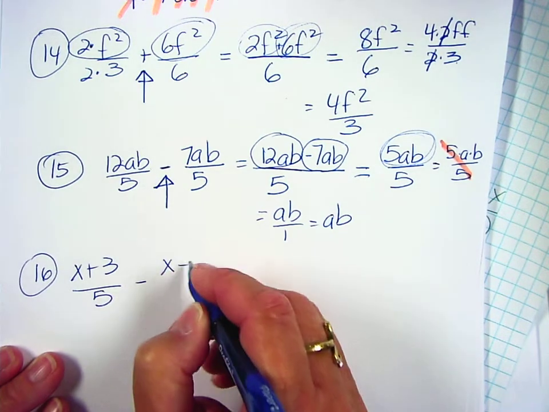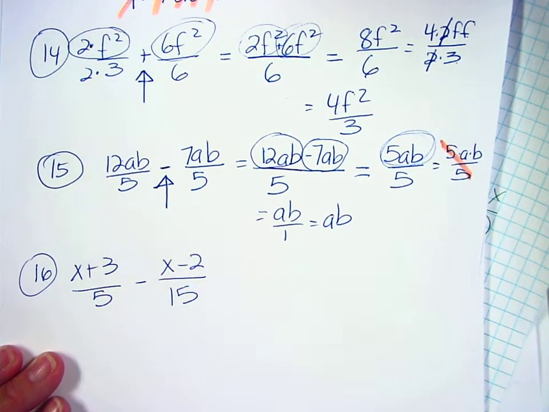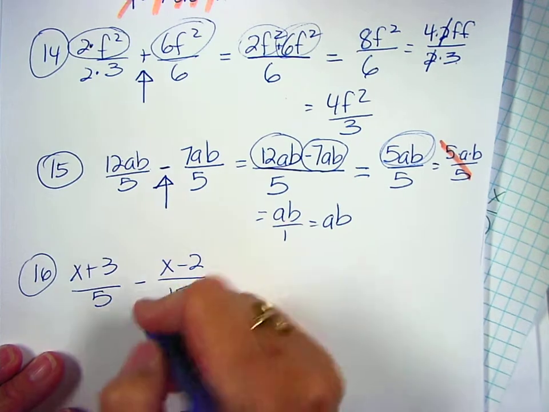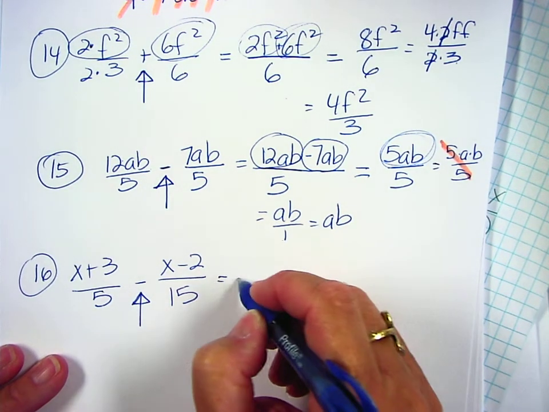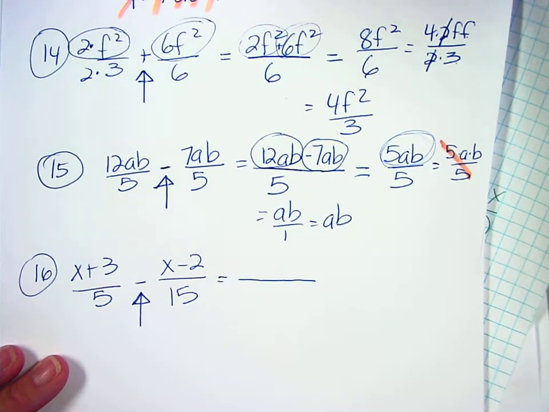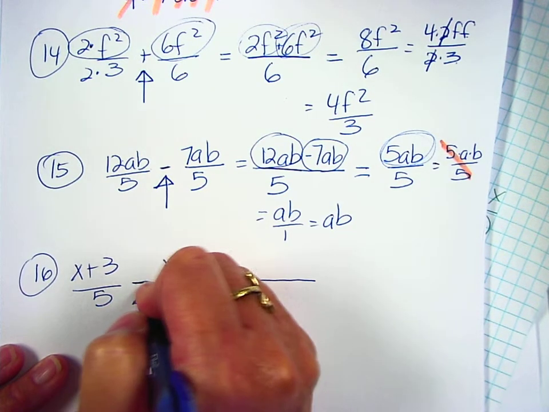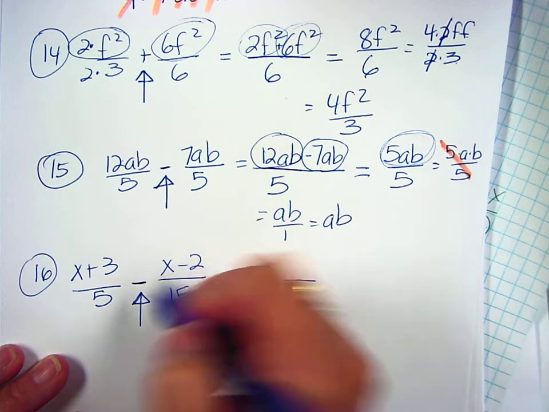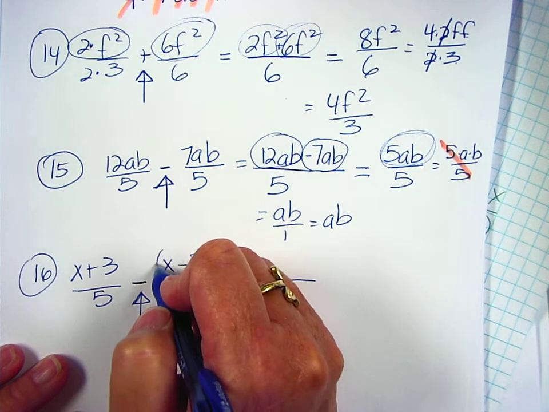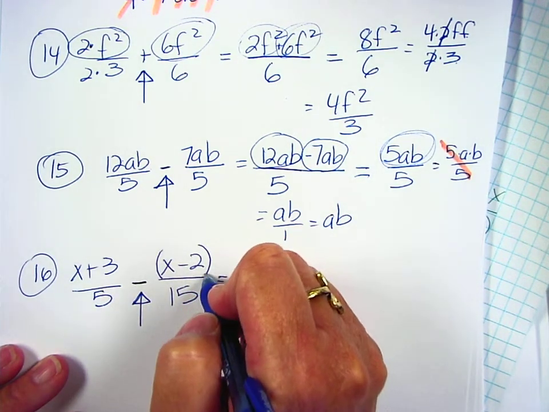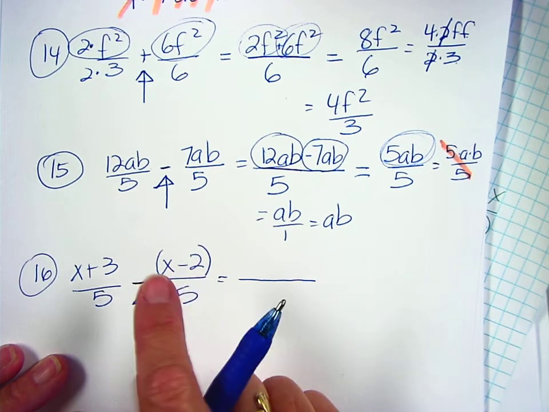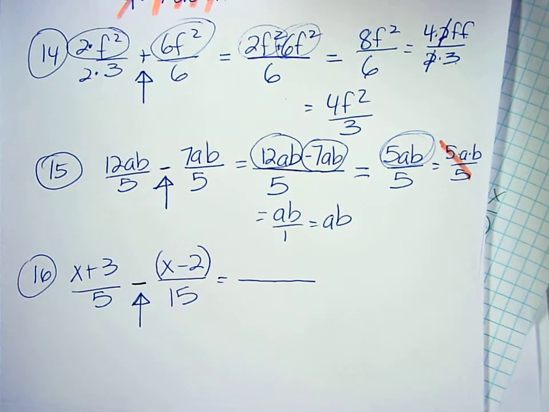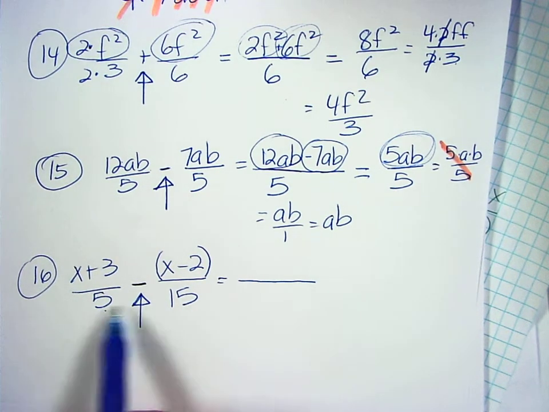Number 16. X plus 3 over 5 minus x minus 2 over 15. Okay, a couple things you got to notice here. Alert, alert, alert. Subtracting, we need a common denominator. Number 2, alert, alert, alert. We're subtracting here. We have to subtract everything in our second numerator. Not just the x, not just the negative 2, but everything. So hold that thought. What's our common denominator going to be?